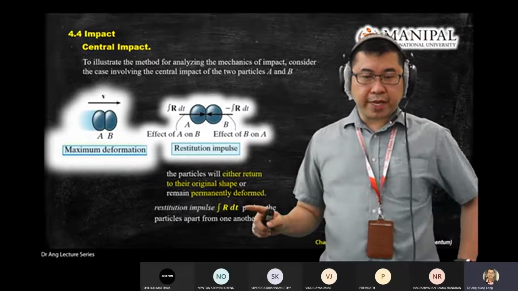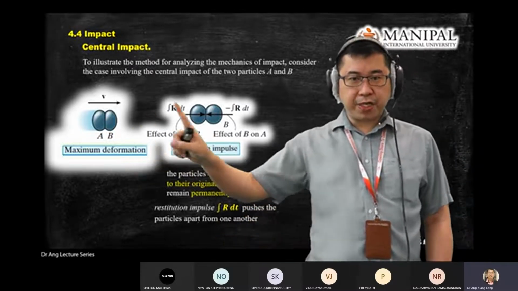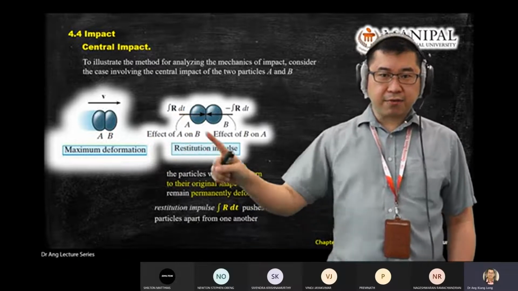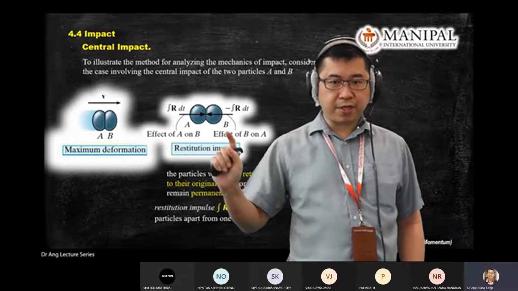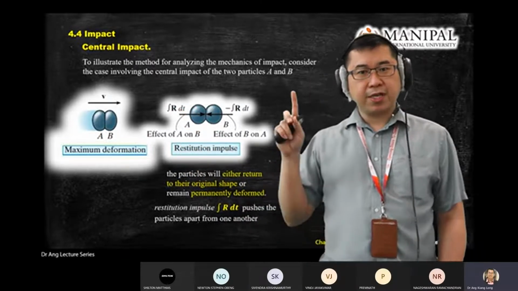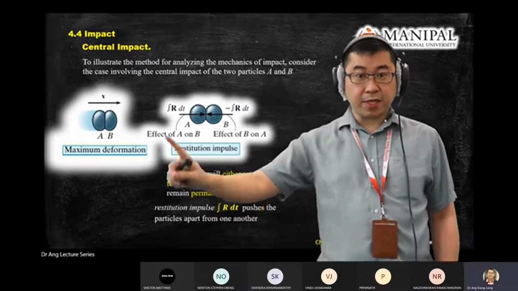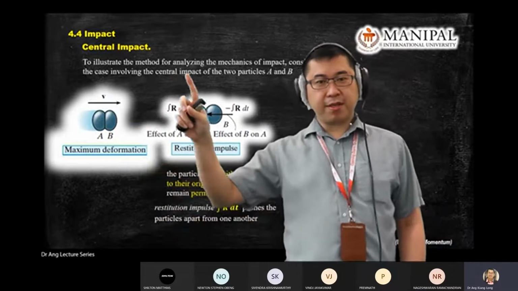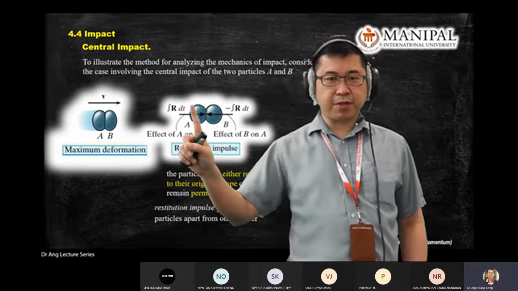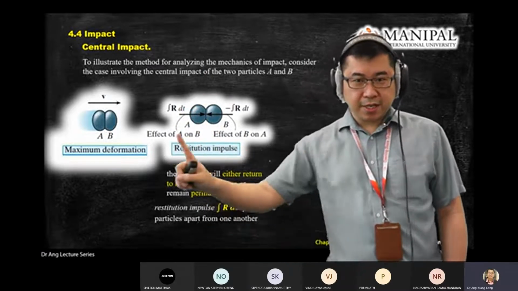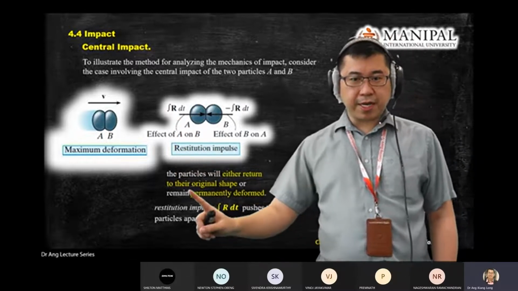Okay, so there are two different notations here. After deformation, we use R for the restitution forces. We integrate force. What is impulse again? Impulse is force multiplied by time. And what is momentum? Momentum is mass multiplied by velocity, mv. Impulse is force multiplied by time, but in this case we label the force as R, to represent restitution.